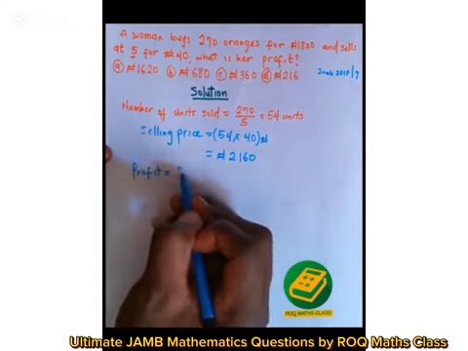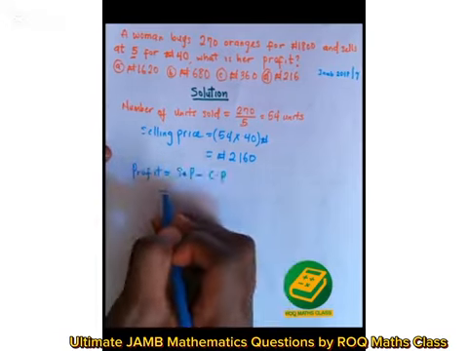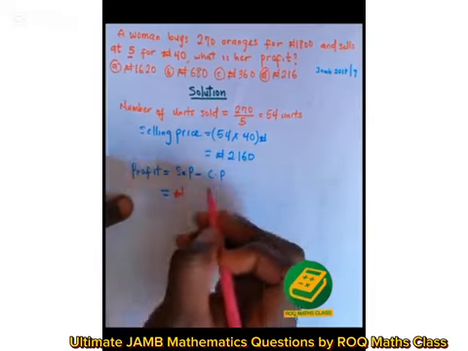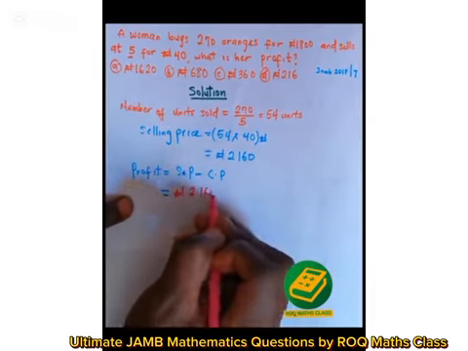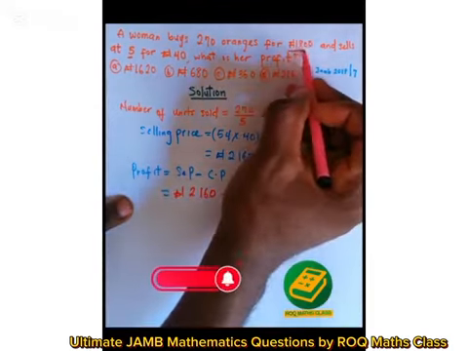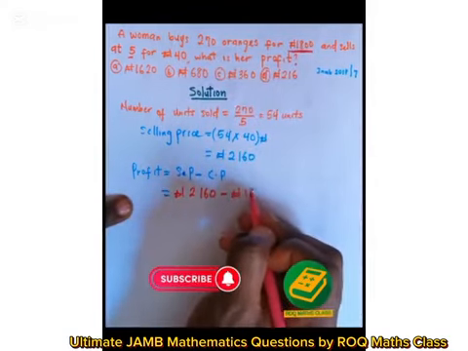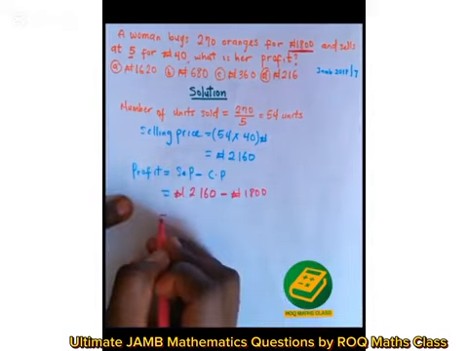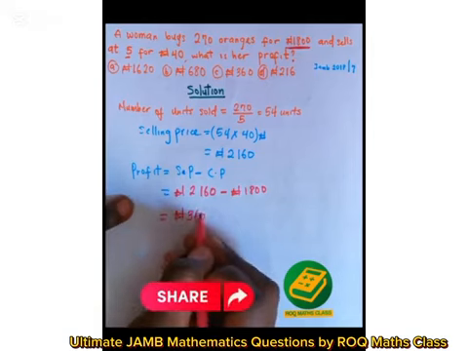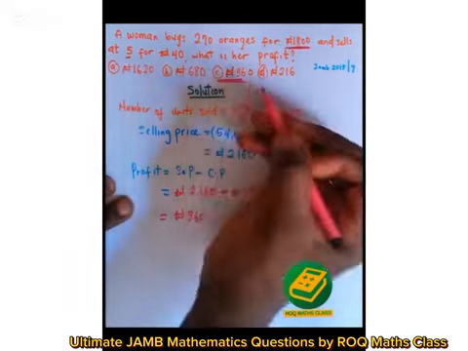Profit is given as the selling price minus cost price. The selling price is, this is selling price over here. We have 2,160 naira minus the cost price. The cost price is at the rate in which the woman bought what? Oranges, which is 1,800 naira. So this is going to give us, we subtract these two, we are going to have 360. And 360 is what? Option C. So this is our final answer.